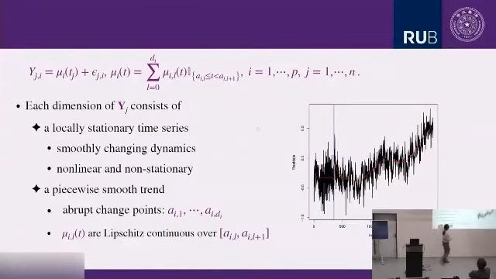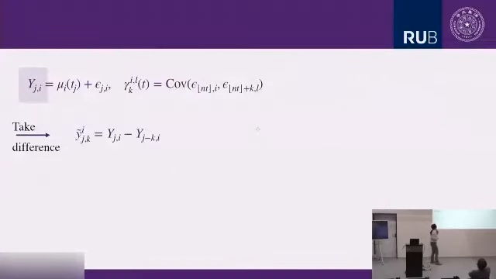And by the way, the number of change points can also grow with respect to the sample size. It can also, of course, be fixed. So we want to have a robust estimation of the correlation function.